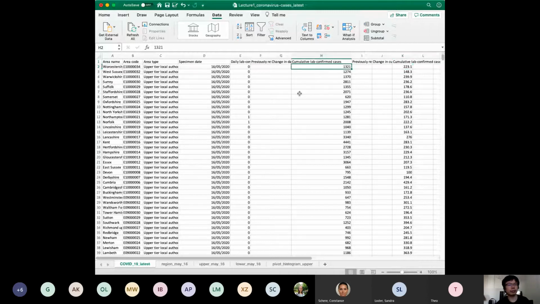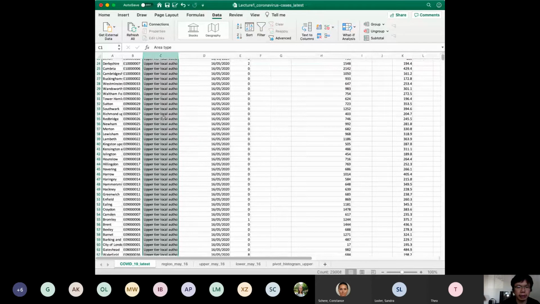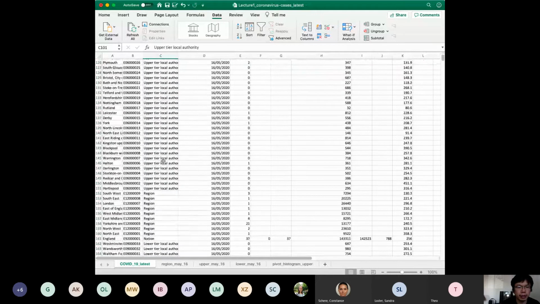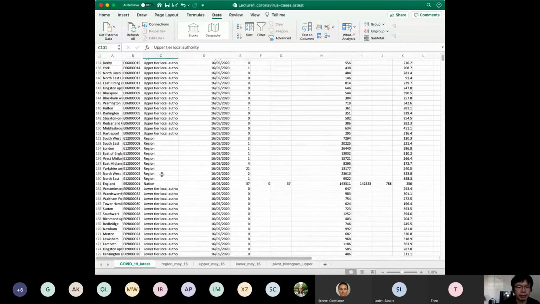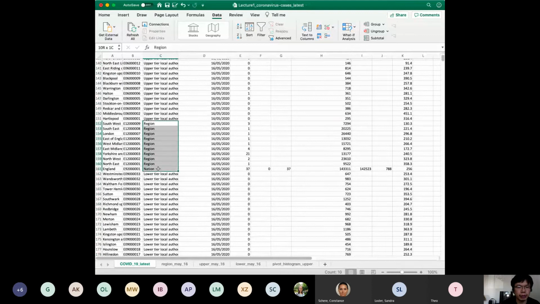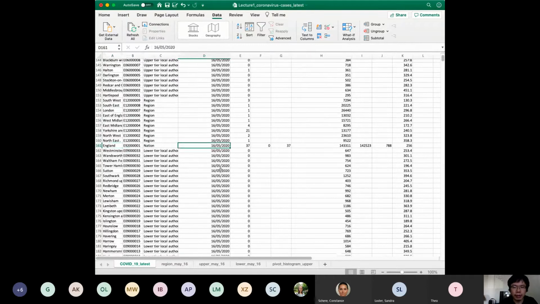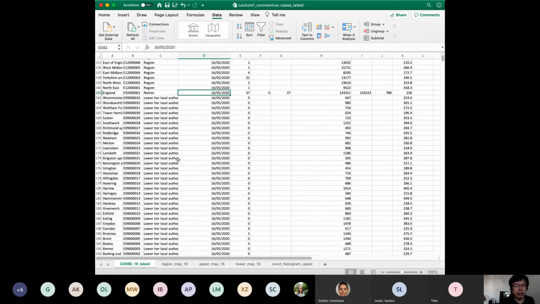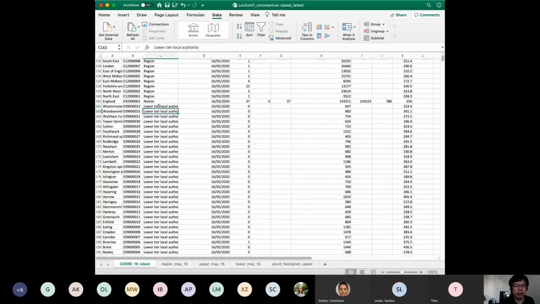Now, you can see on the area type, if you scroll down, upper tier local authority, York, Derby, and then you can also see region, right? So these regions are different regions of England, right? And then they also use nation here, which is England, and you can also see another, lower tier local authority, and they're from the same date, the 16th of May 2020.